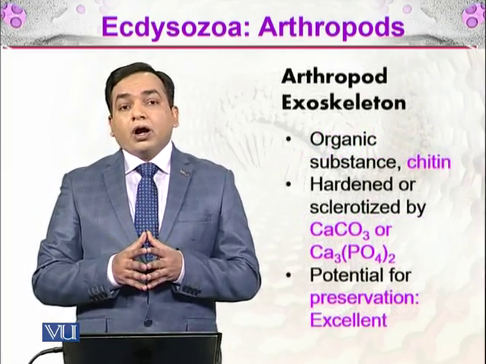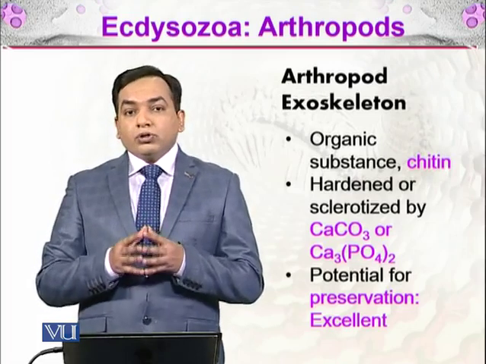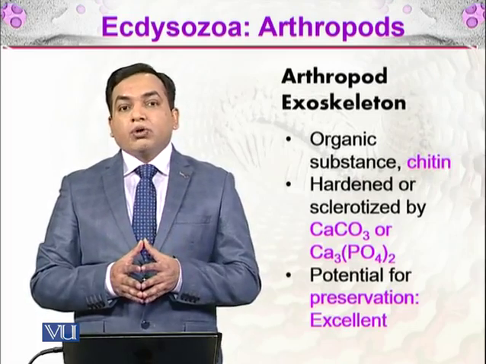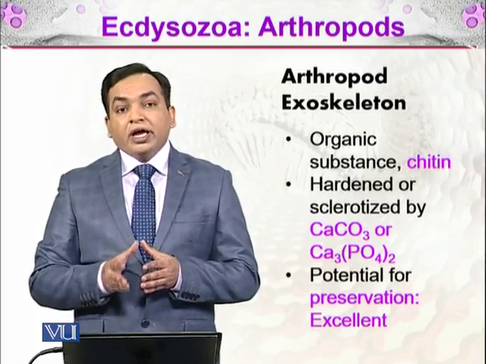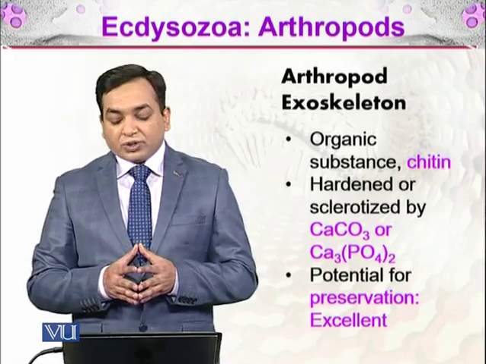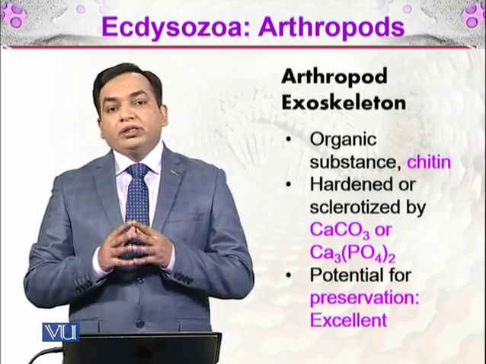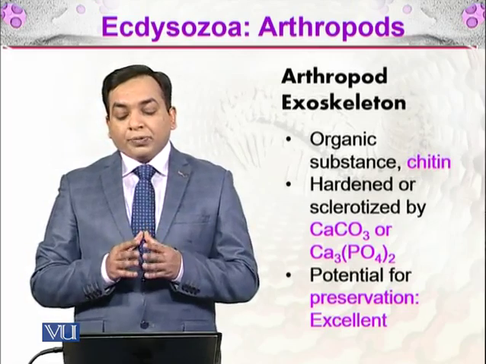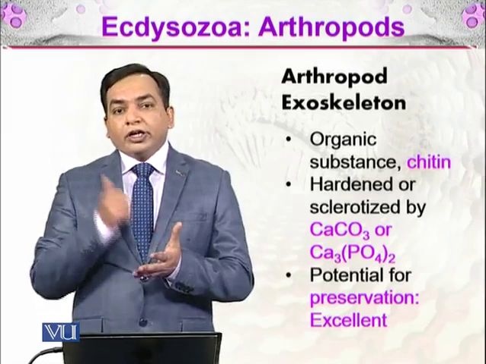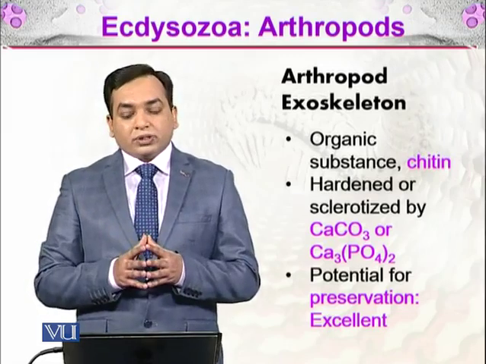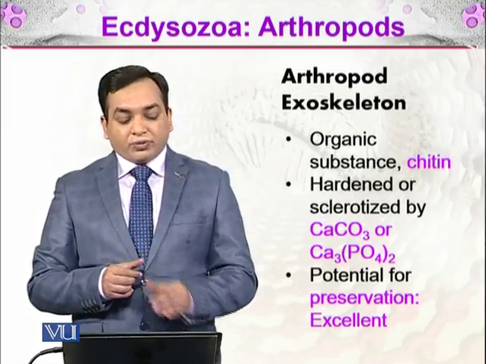So then there is the arthropod exoskeleton. It is composed of an organic substance which is called chitin, and it is hardened or sclerotized by calcium carbonate or calcium phosphate. So sometimes, not all the time, this exoskeleton which is made up of chitin is further impregnated with these minerals, and it has potential for excellent preservation.